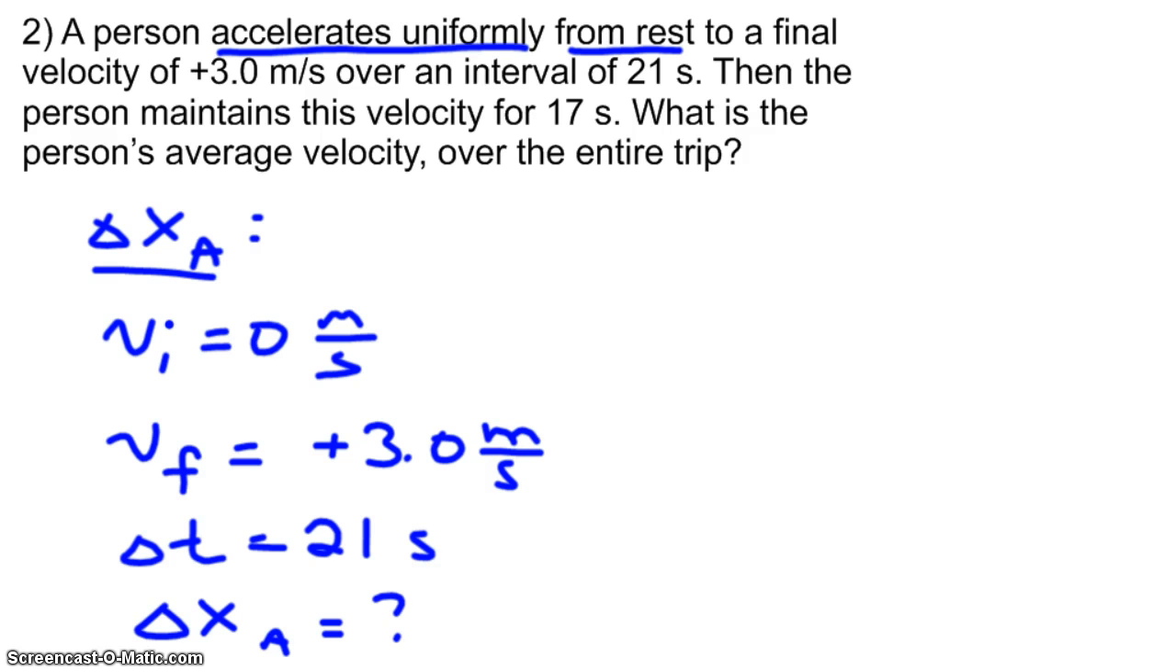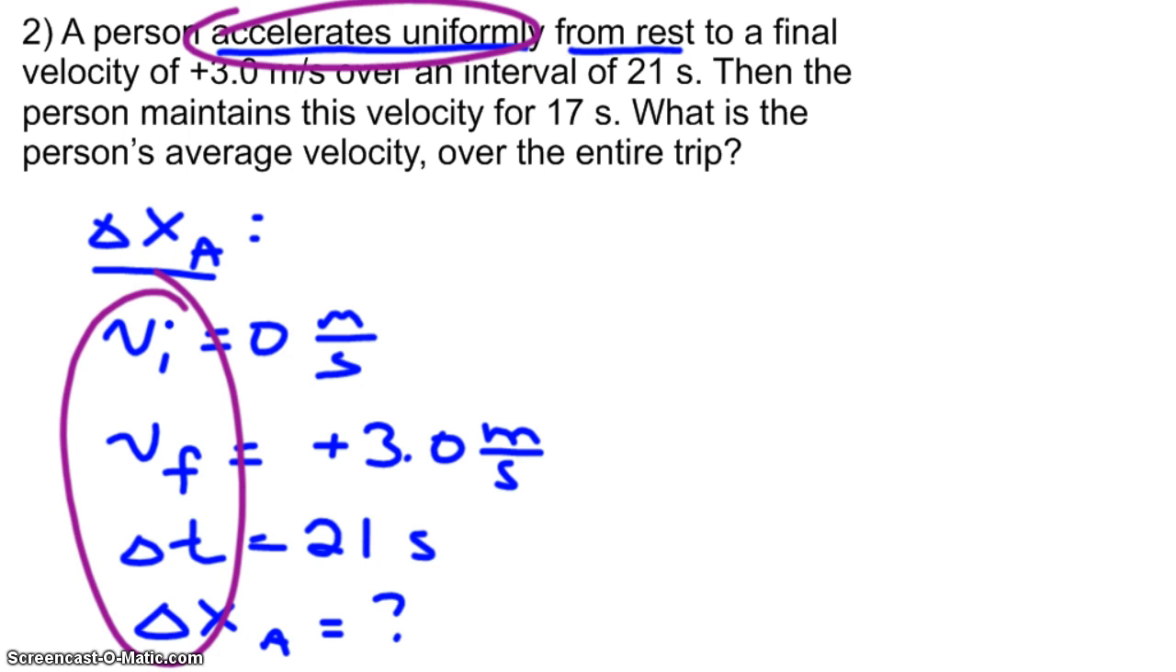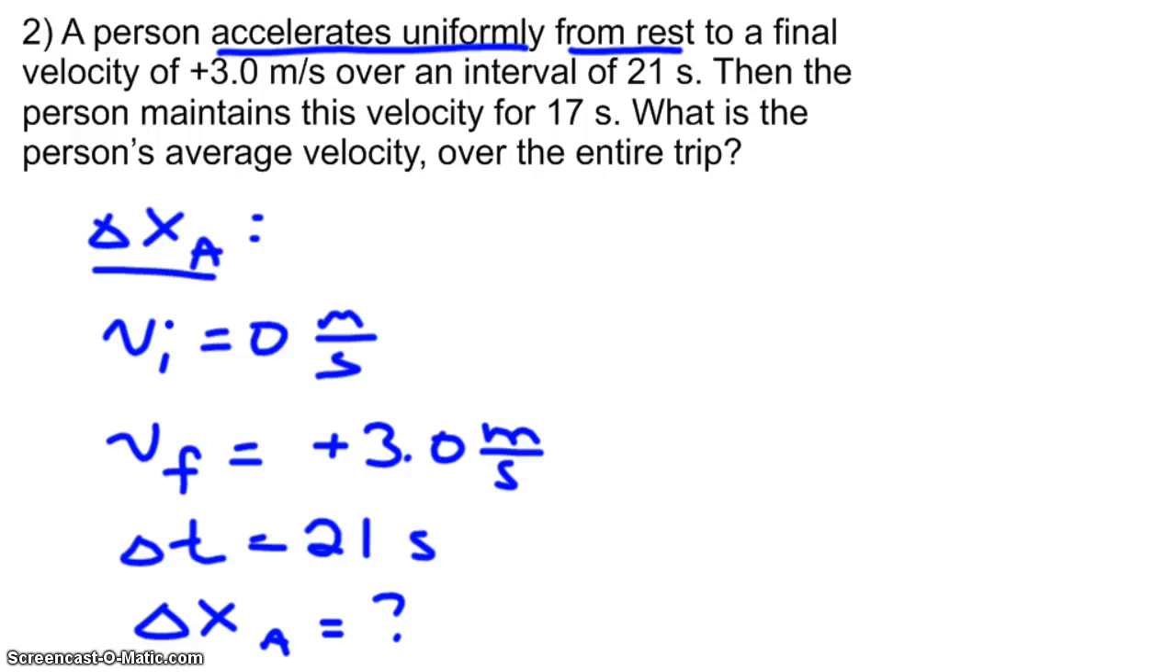So what equation will we use? We have to use an equation for constant acceleration. There are four equations for constant acceleration. You know what they are. They're in your notes. You've used them on problems. Find the equation that has these four things: delta X, delta T, VI, VF. And which one is it? Oh yeah, you remember. It's this one.